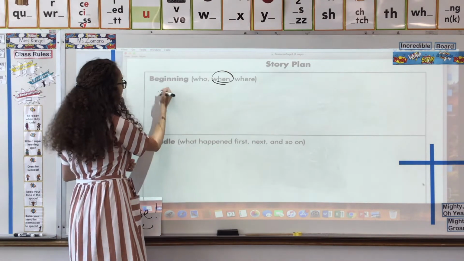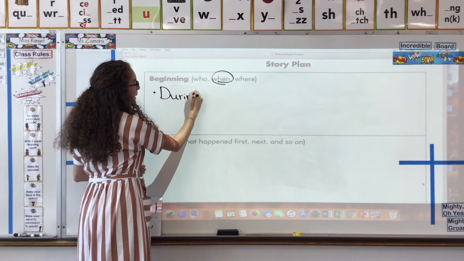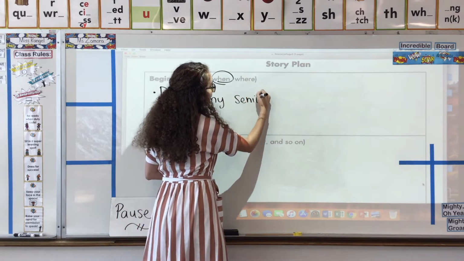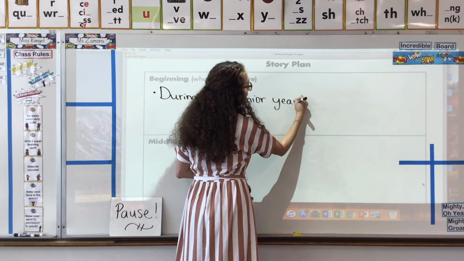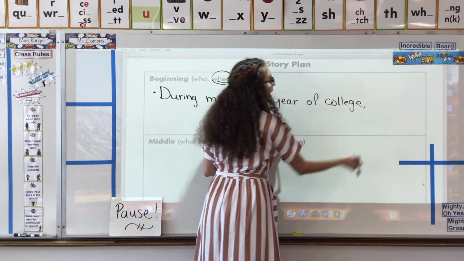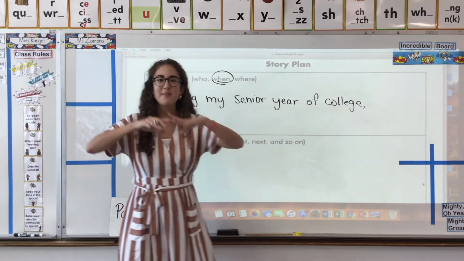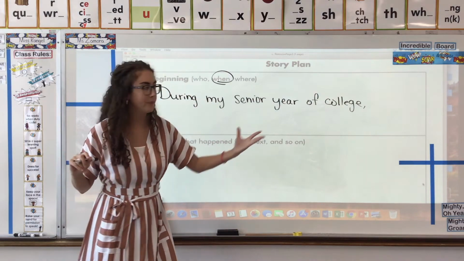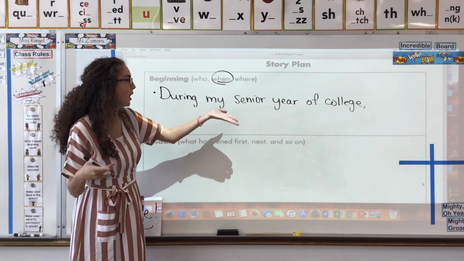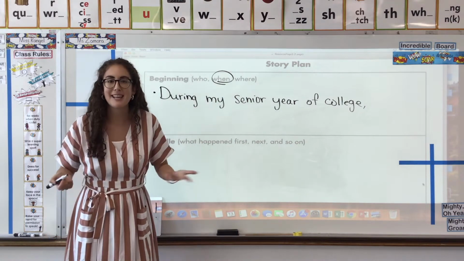So I'm going to write, during my senior year of college, comma. So I'm including my when and I'm setting the scene for my reader. So I have my comma. So during my senior year of college, what did I do? I took my driver's test. That's the event.